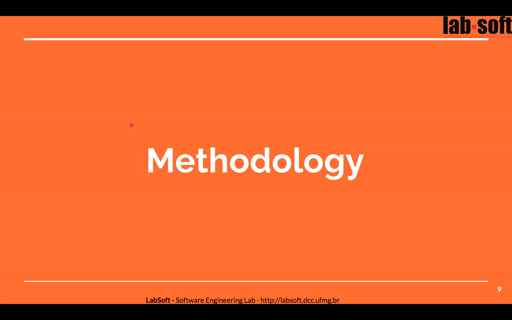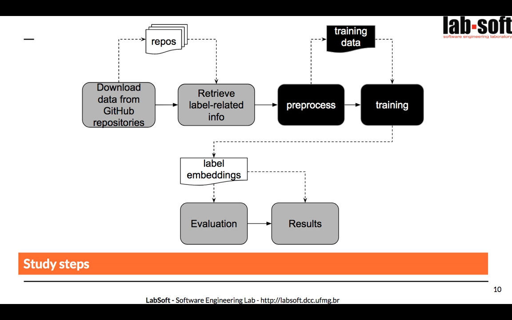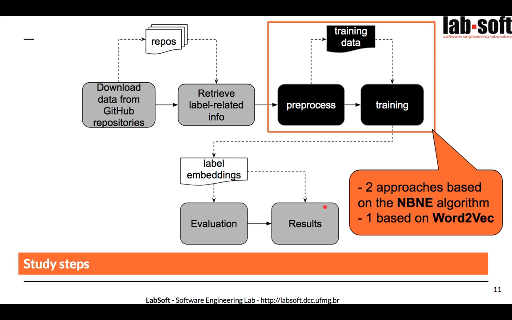As methodology, we define the following study steps. We download data from GitHub repositories, pre-process label-related information to generate training data, which is the input for training algorithms, we generate label embedding models, from which we analyze the first results. For this, we define 2 approaches based on the NB and E algorithm, and one based on Word2Vec.